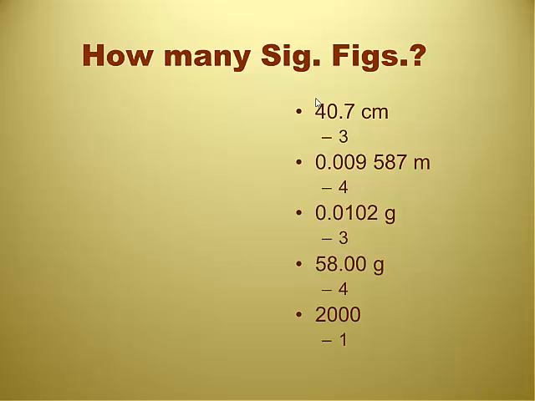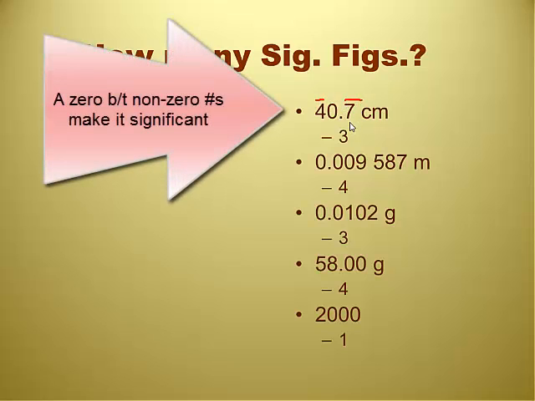My rules go pretty simple. Non-zero numbers. And a zero sandwiched between. And then a zero sandwich.